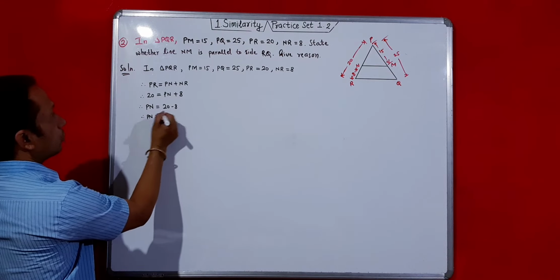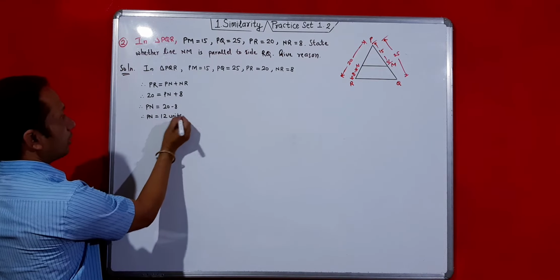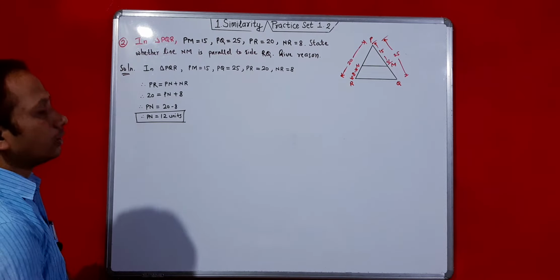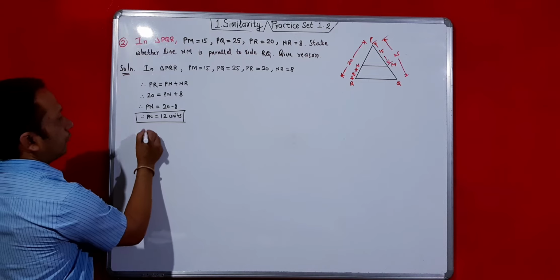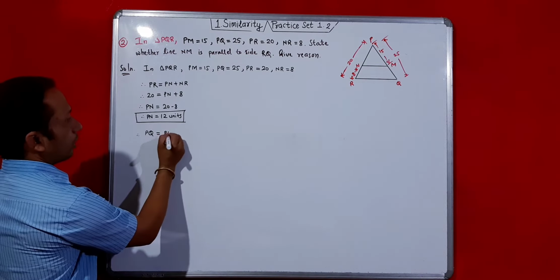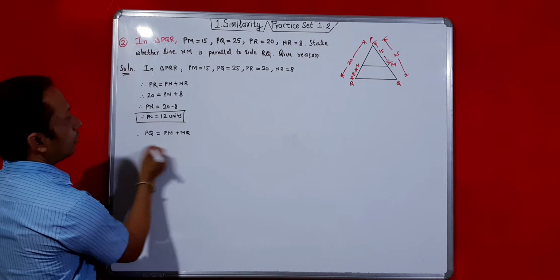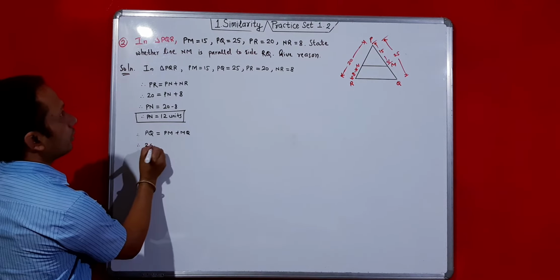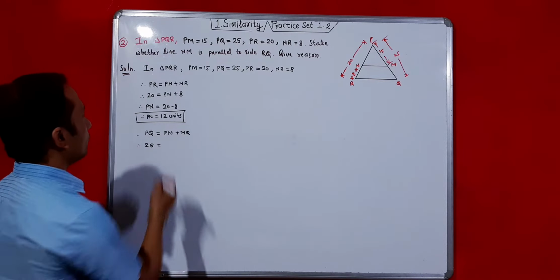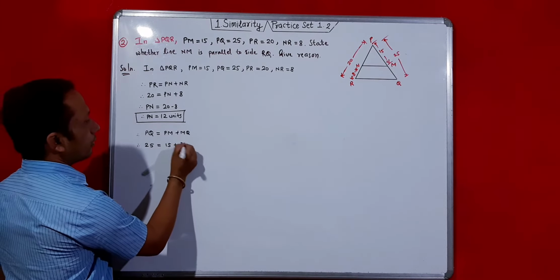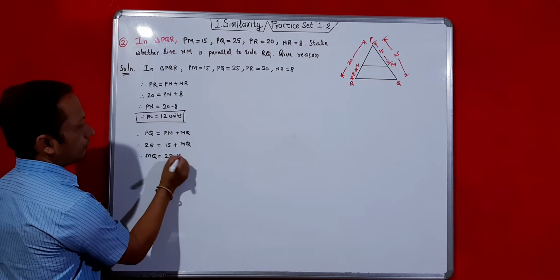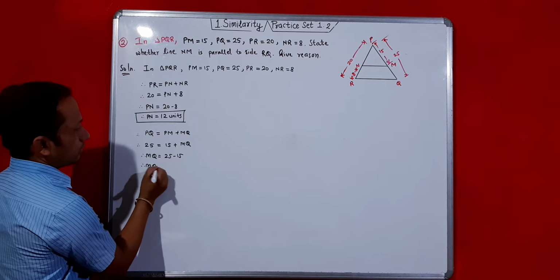Since units are not given, we can write units. And second, PQ is equal to PM plus MQ. The measure of PQ is given as 25, and PM is given as 15, so we have to find MQ. Therefore MQ is equal to 25 minus 15, so MQ is equal to 10 units.